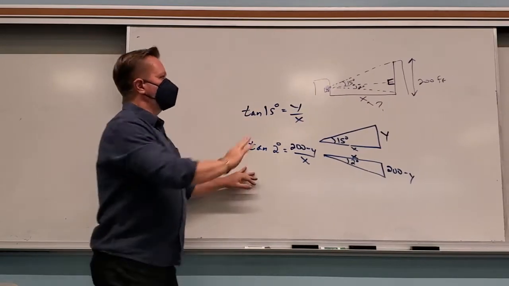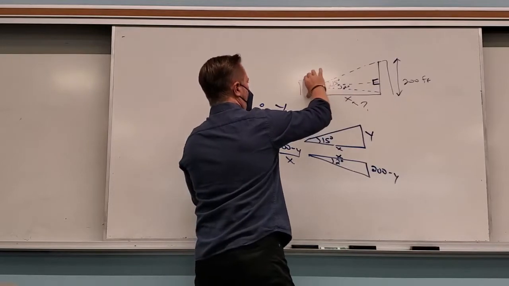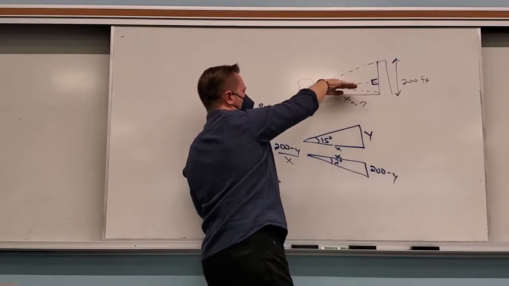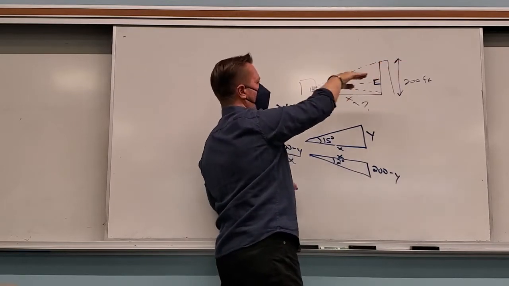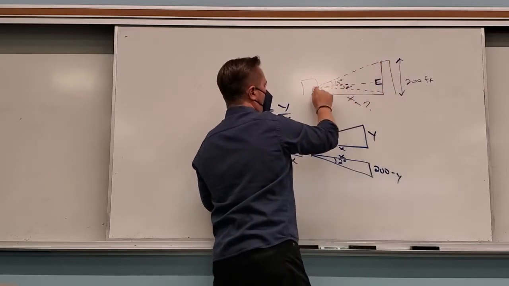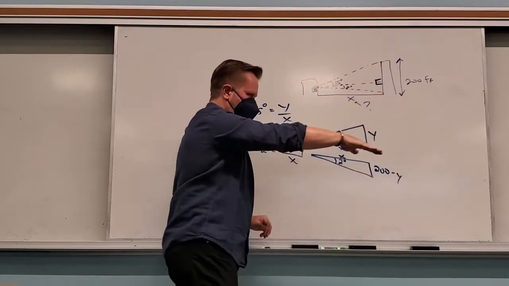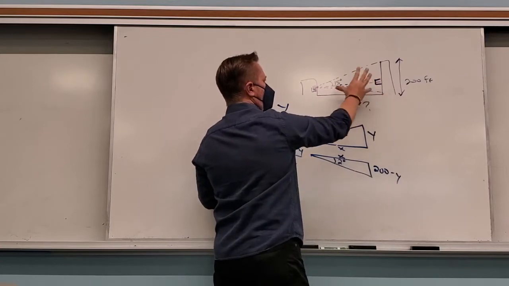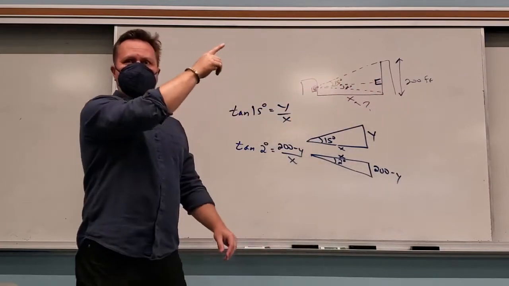right? Now, real quick, again, here's the building he's in, here's the building he's looking at. So if he looks 15 degrees up, that's what angle of elevation means. If he looks 15 degrees up, he sees the top of the building. If he looks 2 degrees down, angle of depression, he sees the bottom of the building. So everybody should be able to draw that picture given that description.